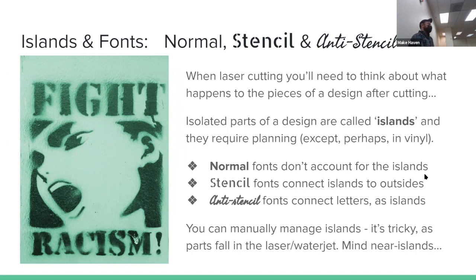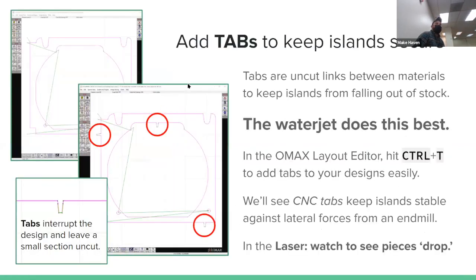It's only if you cut all the way through. If you're engraving, doesn't matter. That's all not a problem. This is if you're cutting straight through for solid letters of different materials. So that's totally something to think about. A solution for this, and essentially how stencil fonts work, is they add tabs.